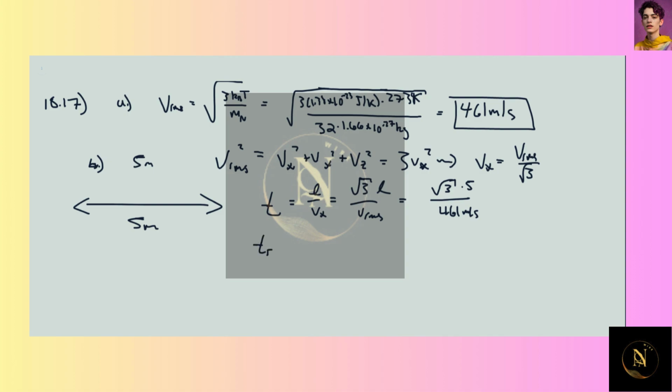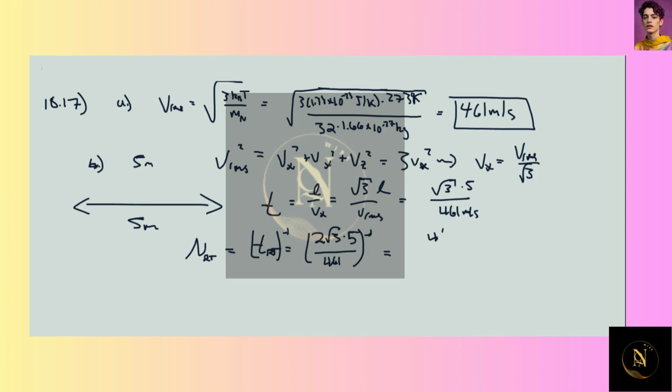And the time for a round trip is 2 times this, right? Because you have to go across the room once and then back. So this is 2 square root of 3 times 5 over 461. So if we want to figure out the number of round trips in 1 second, we just take the inverse of this. And this equals the round trips in 1 second.